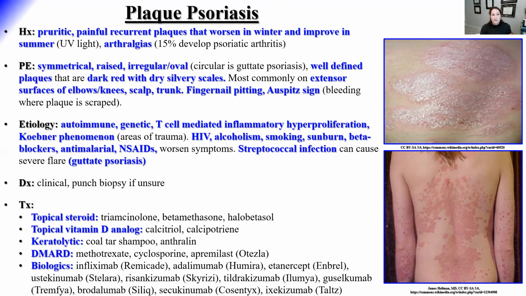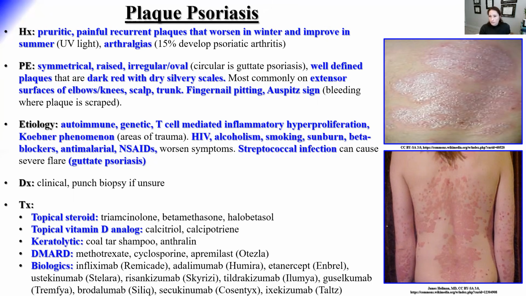These are most commonly on the extensor surfaces of the elbows, the knees, the scalp, and the trunk. They may also develop pitting in their fingernails. And the Auspitz sign, this is if you scrape that plaque, it will start to bleed. That's very specific to psoriasis. There's several components of this.